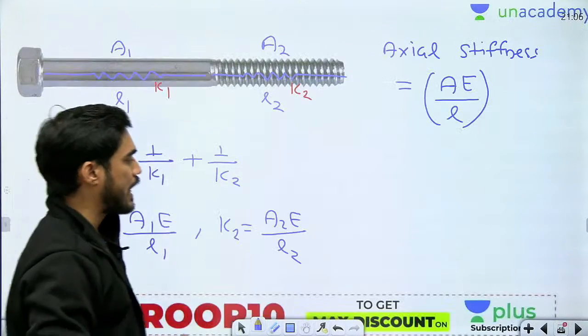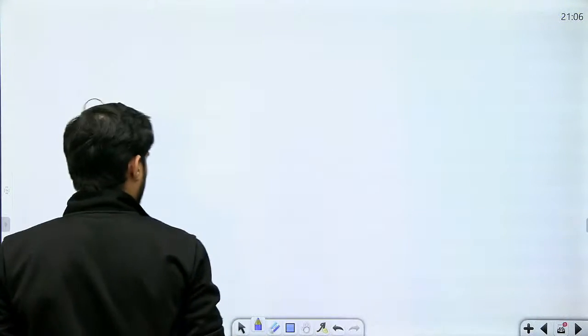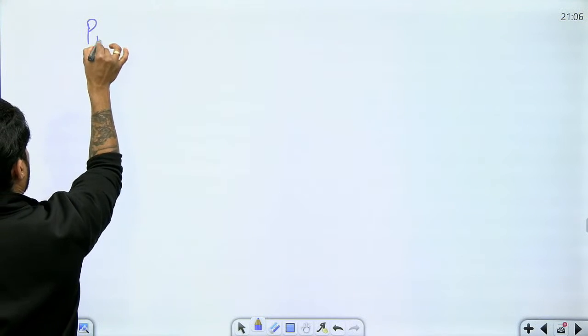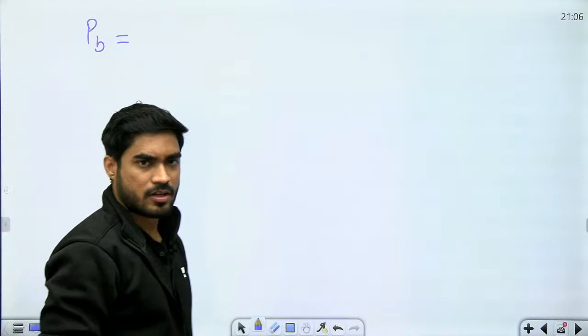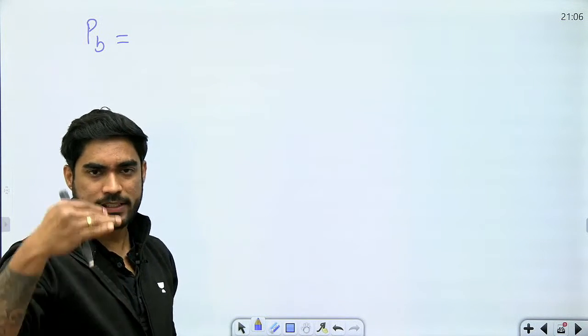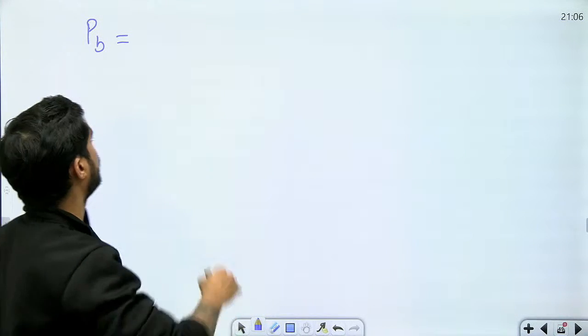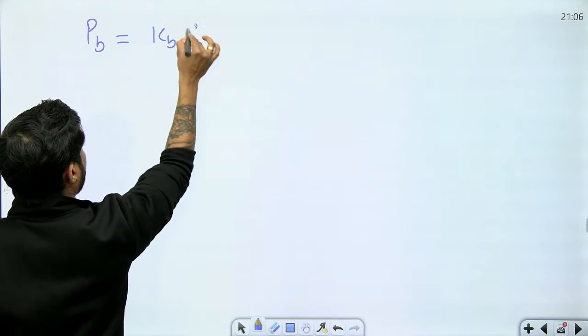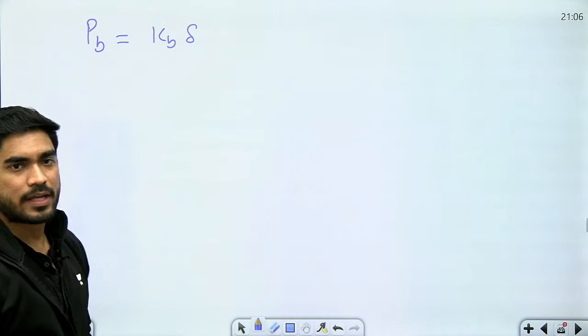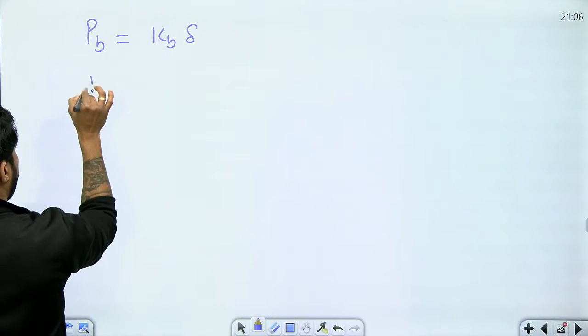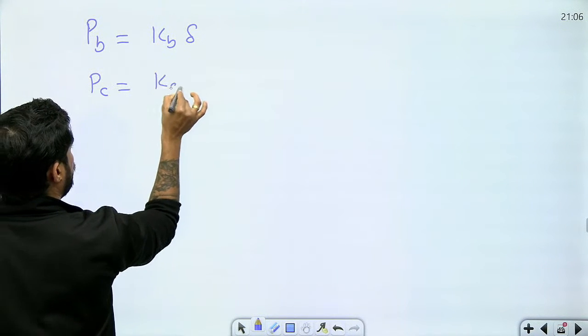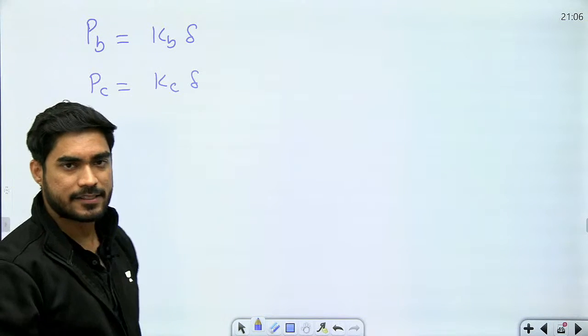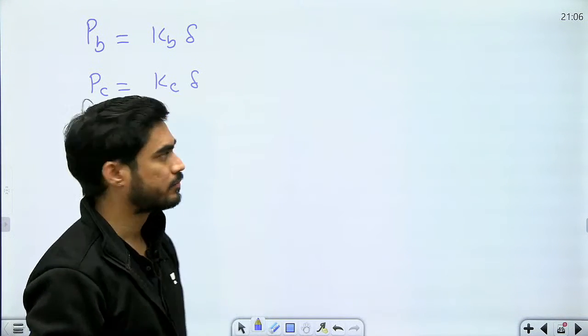Okay, now beta, Pb is the force in the bolt. So what will be the relation between force, stiffness and deflection? Can I write this? Pb equals kb into delta, Pc equals kc into delta. Can I write this? Yes, I can write this.